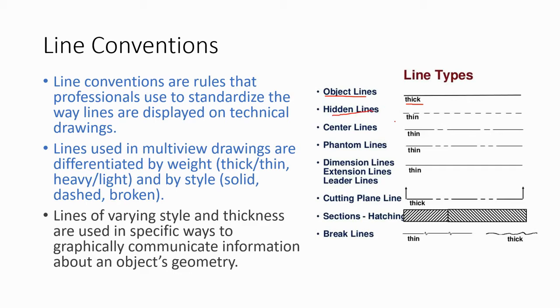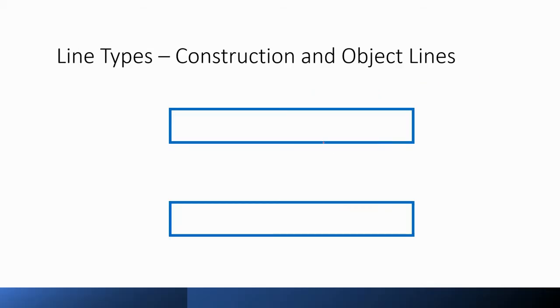Hidden lines show us edges that we know exist but we can't see, and then center lines show us the center of arcs, circles, and things like that. We'll talk more about some of these other lines later, but for now, we're just trying to understand that there are lots of different lines out there that we use, and we're going to talk mainly about hidden lines and center lines today. So, line types: construction and object lines.